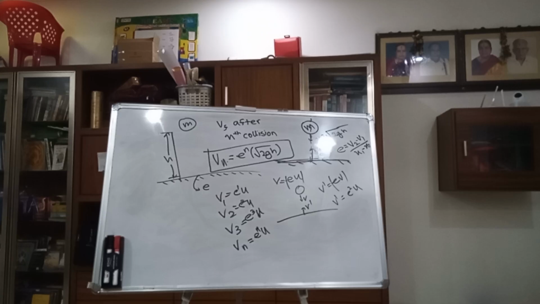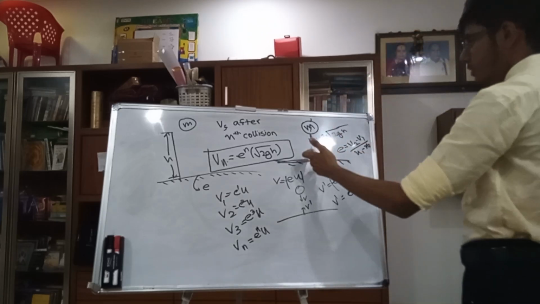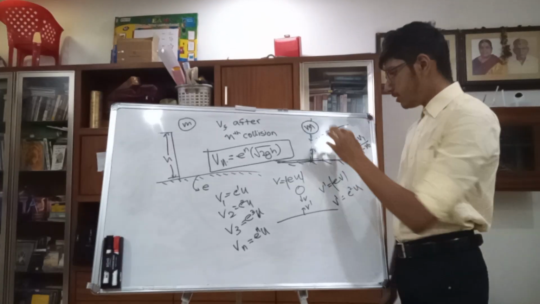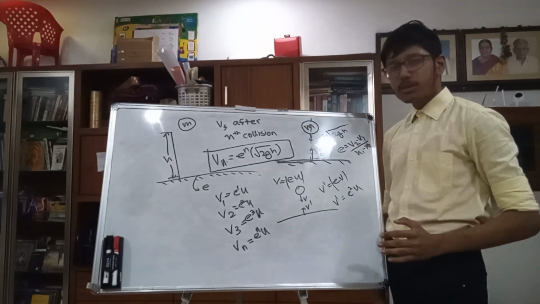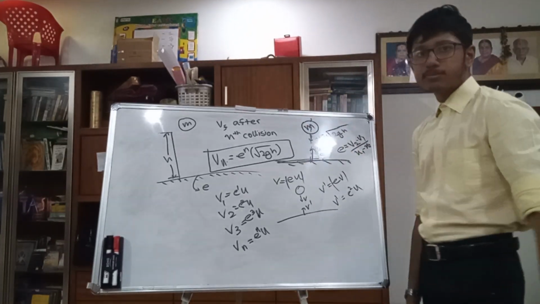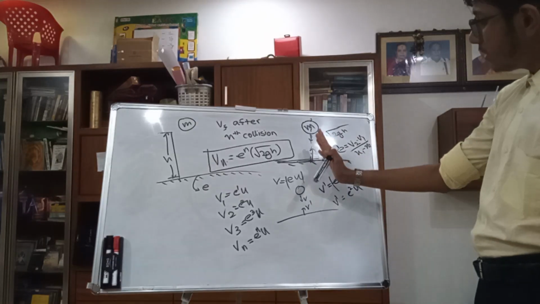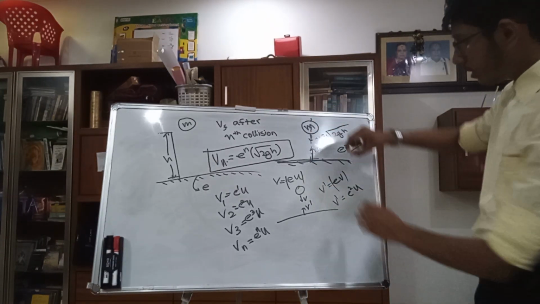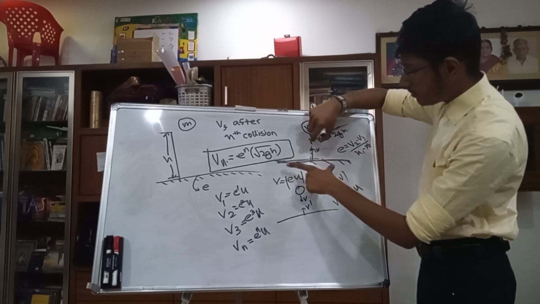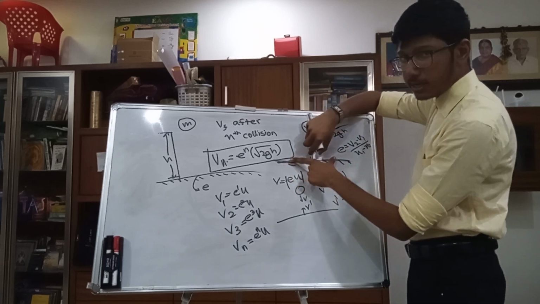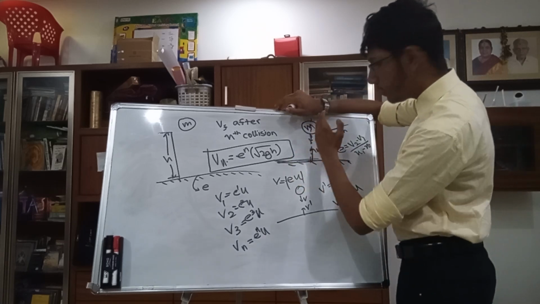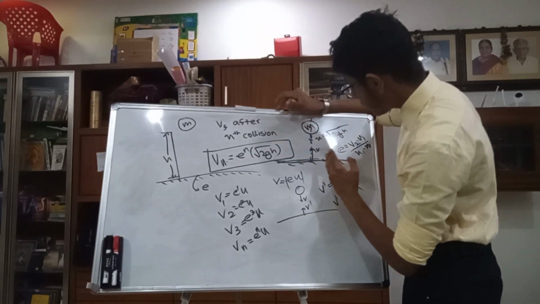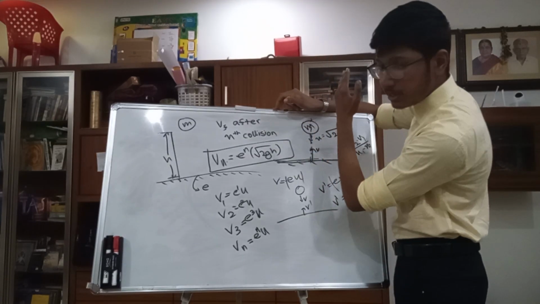So after the nth collision, V is going to be E times U, the final velocity of the particle after collision, with the initial velocity on the same line of impact. The line of impact is the place where the ball touches the floor and collides with it. At that time, where is the normal? Like this, whereas the line of impact is also like this only.